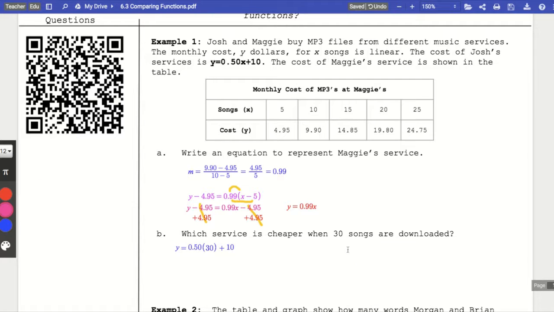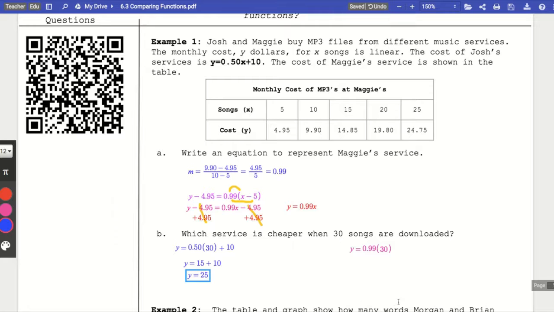And then Maggie's equation, we'll do it in a different color. So Y equals 0.99 times 30. So then if I do the math, I've got to figure out what 0.50 times 30 is. Well, 0.50 times 30 is 15. So Y equals 15 plus 10. So Y equals 25. So this tells me that for 30 songs, it's going to cost Josh $25.